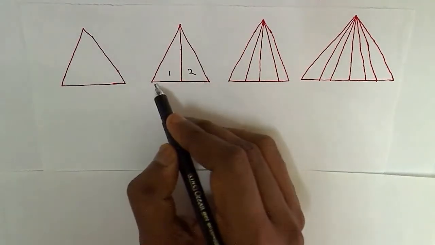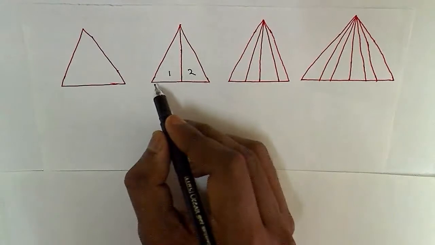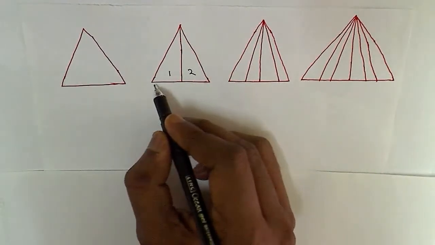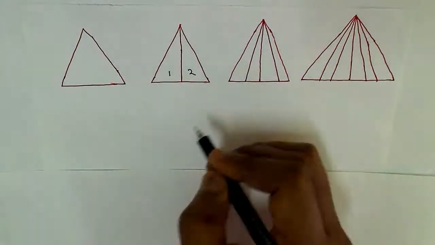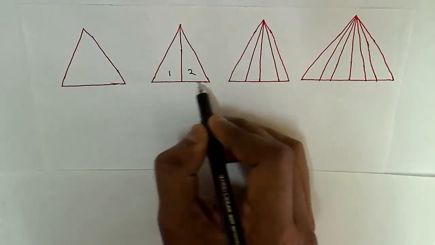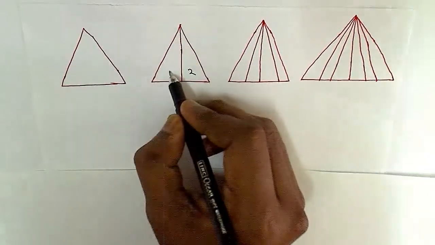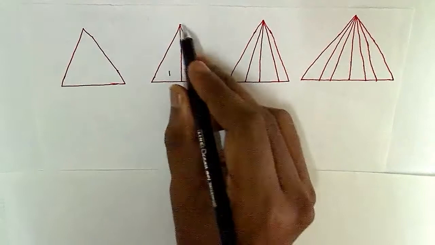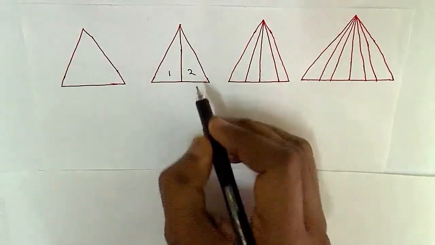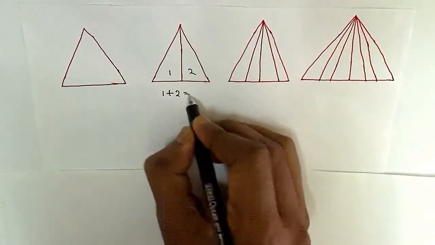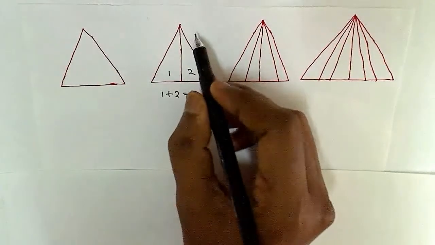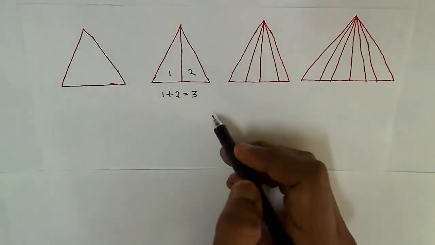So here you first identify the base. Suppose this is the base. And in this base, you see how many triangles are there. This is one triangle, so I have numbered it one. This is one more triangle, so I have numbered it two. So what is 1 plus 2? That is equal to 3. So I can say that in this figure, total 3 triangles are there.